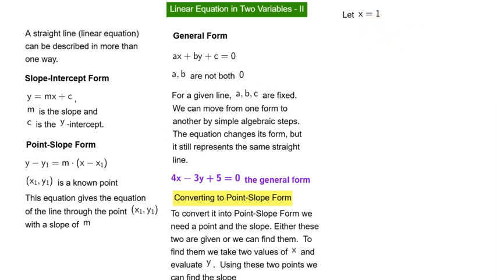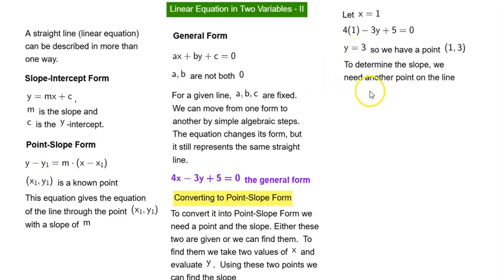So let's say x equal to 1. Substituting, we get 4 times 1 minus 3 times y plus 5 equal to 0. So 4 plus 5 equal to 9. Take it to the other side, minus 9. So minus 3y is equal to minus 9, which is y is equal to minus 9 by minus 3. That is y is equal to 3. So we have a point 1, 3.